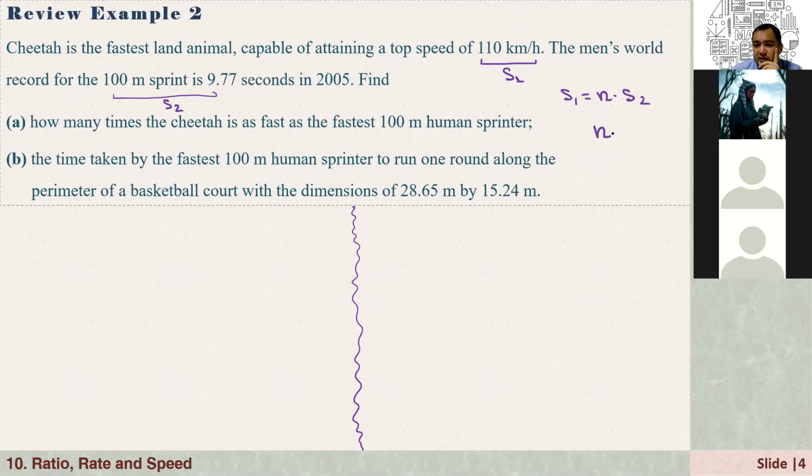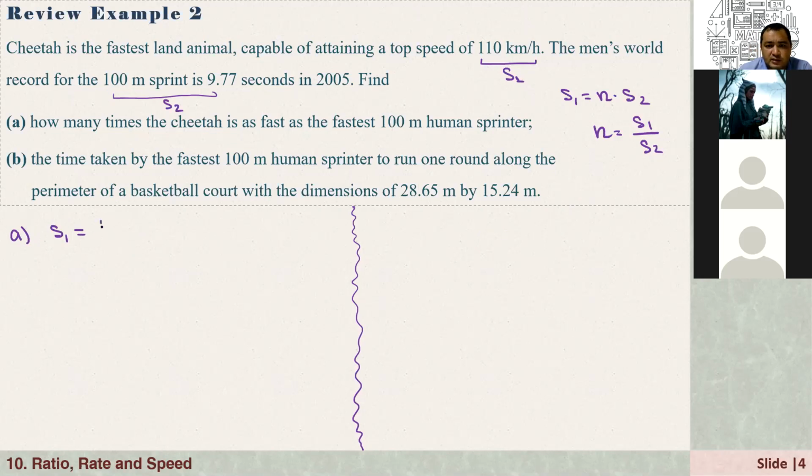Now from this equation, I can get that N is equal to S1 over S2. As you see here, 100 meters per second means what is S2? Okay, part A. Let me just express both in meters per second.